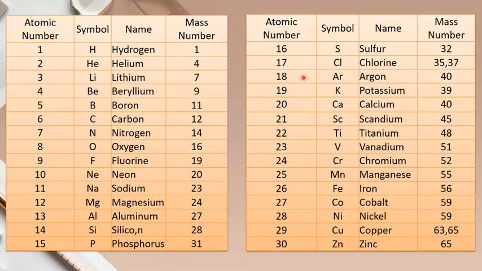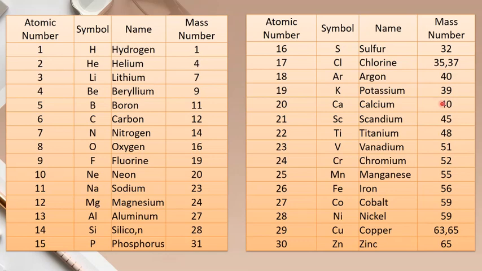Argon has 18 protons. It is a great exception that argon has 18 protons and 22 neutrons. Argon has 4 more neutrons than protons, 18 protons and 22 neutrons. So the mass number of argon is 40. Potassium has 19 protons and 20 neutrons. Calcium has 20 protons and 20 neutrons.